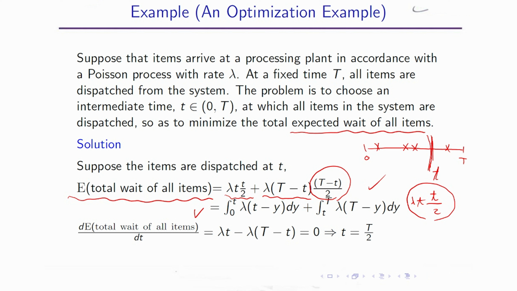Okay. And then it follows that we just take the derivative with respect to t and set it to 0, and you can solve. Without any surprise, little t would be equal to T over 2. So if you have, for example, 0 to 10 hours, then what time should you choose to dispatch? It should be 5, right in the middle, right?